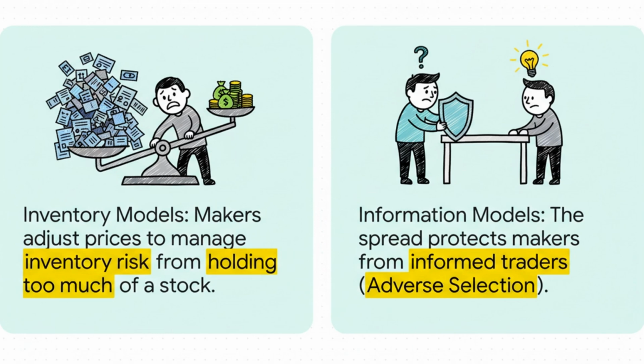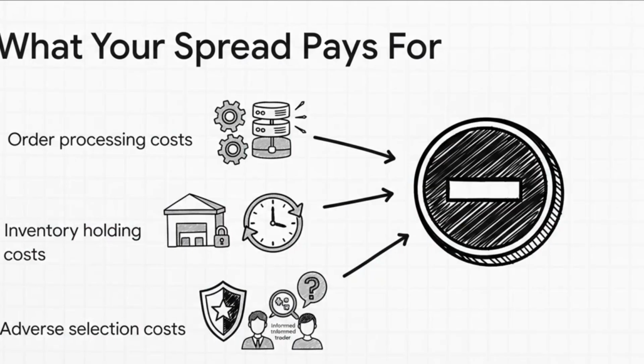The other idea is called the information model. Market makers know that some traders out there just know more than they do. So the spread acts like an insurance premium. They charge everybody a tiny bit extra to cover the losses they'll inevitably take when they trade against someone who's one step ahead. And that's the key takeaway here. When you trade and pay the spread, you're not just buying an asset. You're actually paying for 3 invisible services: the cost to process your order, the risk someone else takes by holding the inventory, and the cost of protecting the market from those super informed traders.